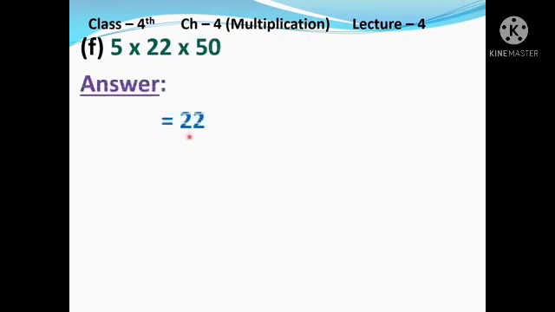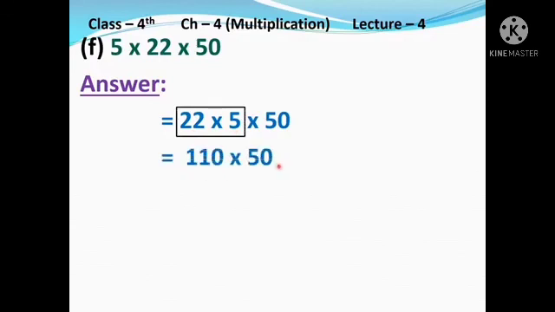Now, F part: 5 multiply 22 multiply 50. First, we will rearrange these numbers. Write down the answer equal to 22 multiply 5 multiply 50. First, multiply 22 and 5. So, 22 multiply 5 equal to 110. Write down equal to 110 multiply 50.